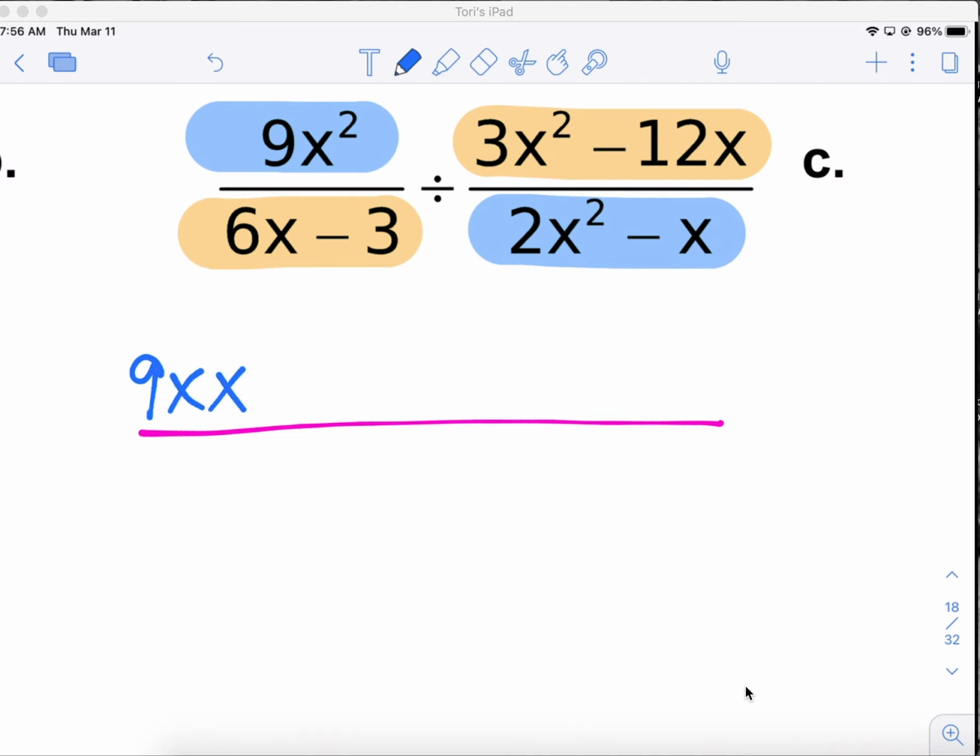That way I know there's 2 of them up there. I'm also going to put this other blue guy on top. So if I write him out, he has a GCF of an x. And if I take that out, I'm going to end up with 2x minus 1. All right, those are all my factors across the top.